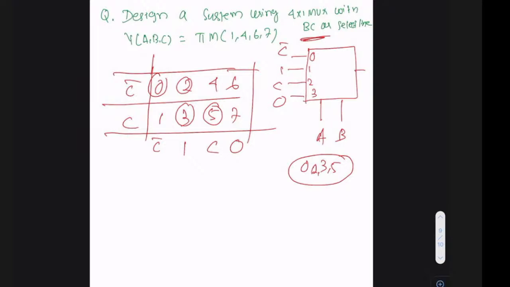So in such questions, read the question carefully. What is the select line? You cannot have a universal answer for this.